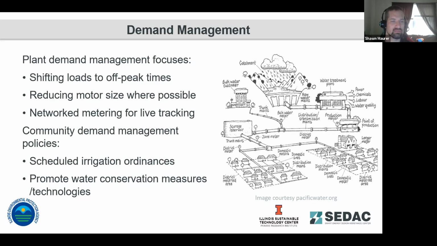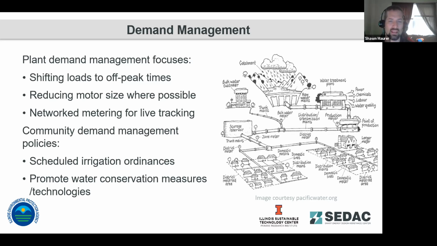We'll also look at one of the things that we've been researching, which is network metering for live tracking of process energy consumption and flow rates through the community. And again, what we're looking for here is, can we identify leaks for you that can be addressed by looking at metering out in the community?